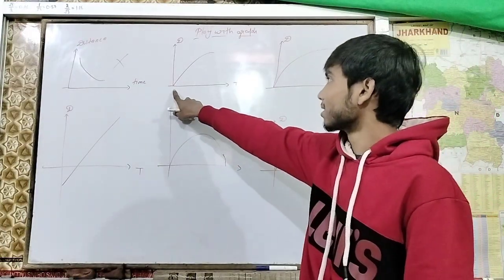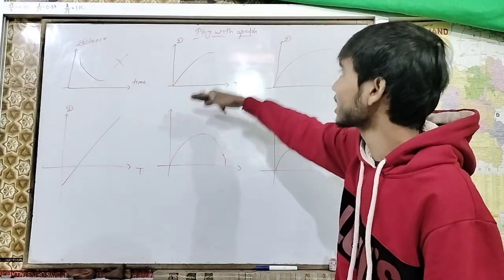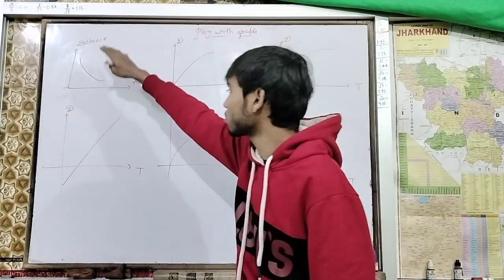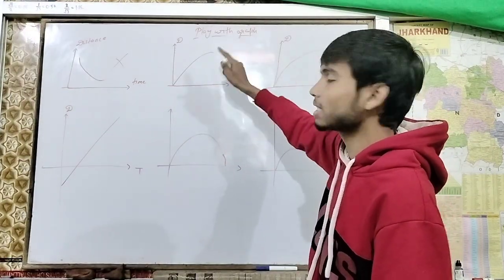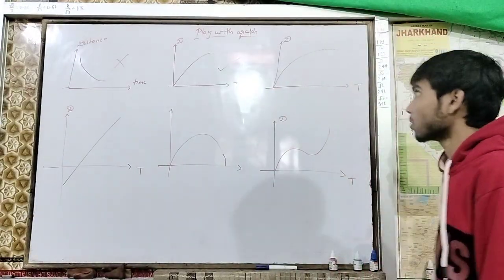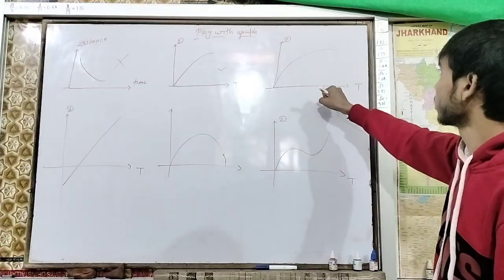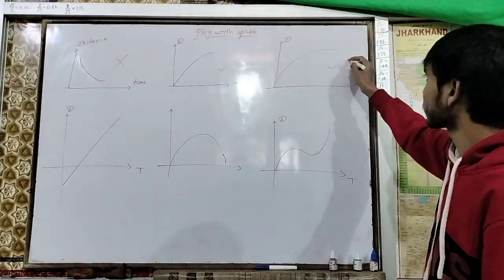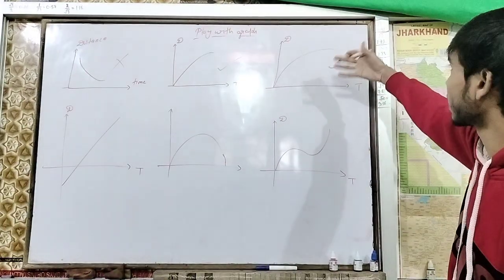Now in this graph, the starting point is this. This is starting from the origin. So of course it is increasing. In this case, this was decreasing. Now in this graph, it is increasing, so increasing means positive. That's why this is possible. This graph is possible for distance. Now same over here. It is also possible because this curved line is increasing.